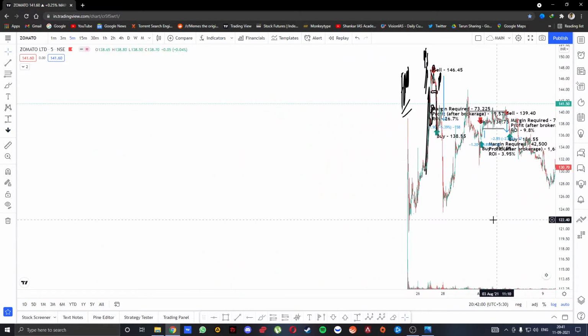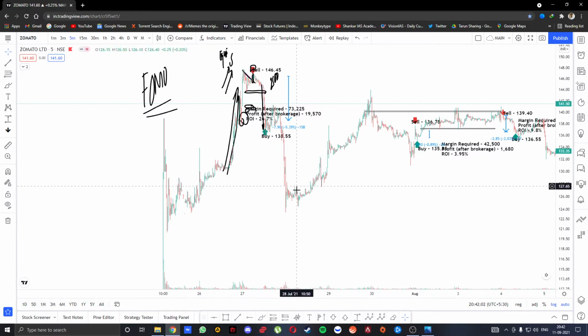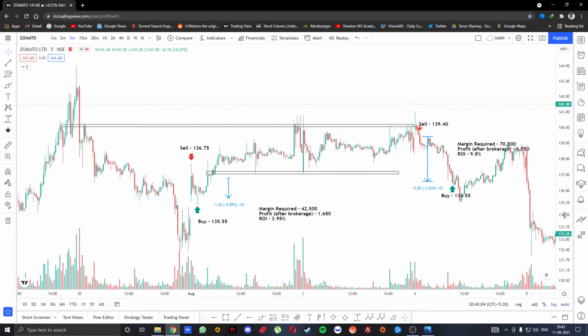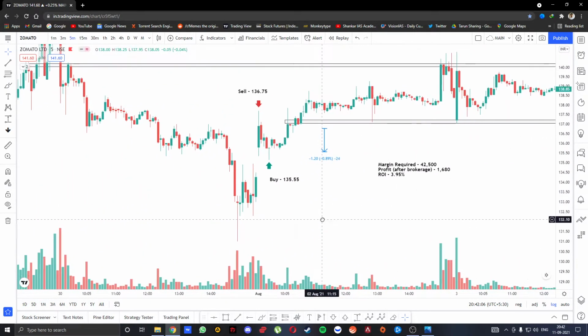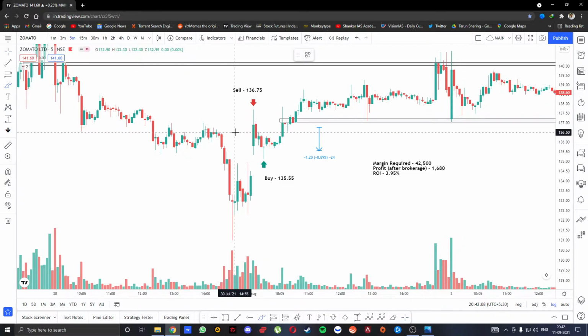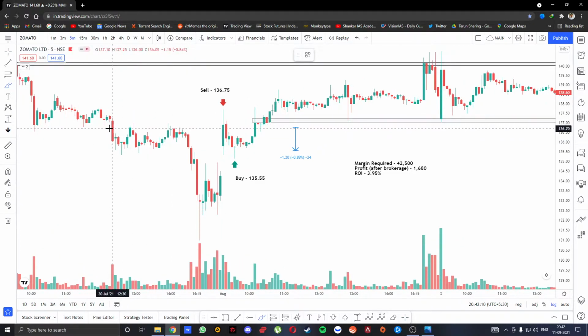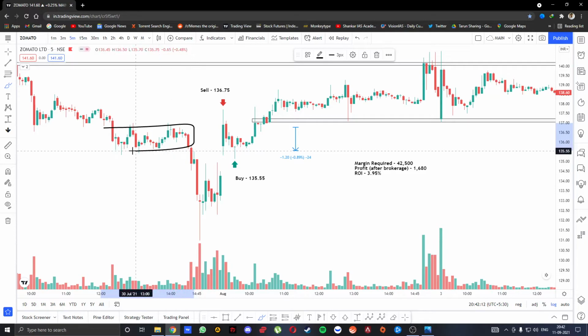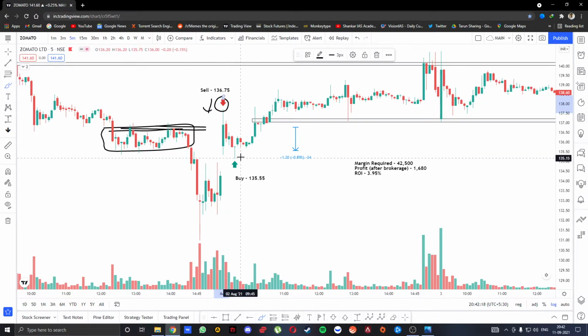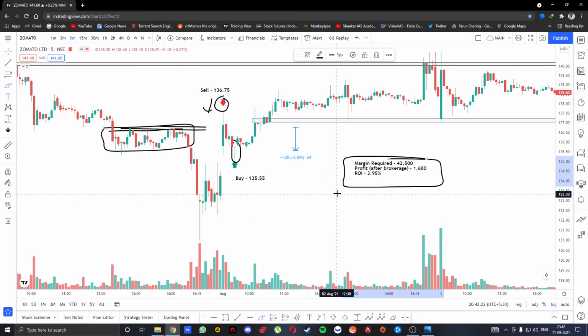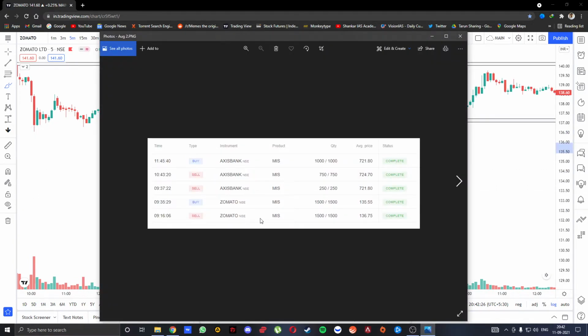So this is our second trade in Zomato. First one was this big one. Now the second trade was right here. So very easy open trade. Now this is a resistance zone. So I started selling above the resistance, entered right here, covered right here. This is the margin required, profit, ROI.